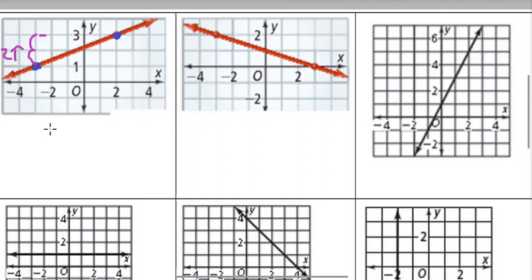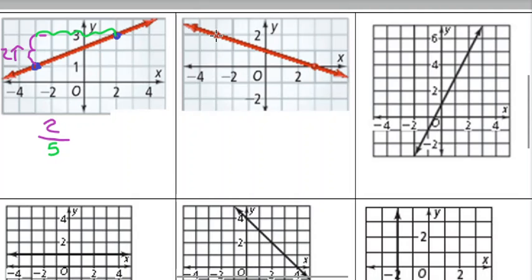So on this one I went up 2. So my rise would be 2. So now I have to find my run, or how many over. So how many over do I have to go? Well, I have to go over 1, 2, 3, 4, 5. So I have to go over 5. So my slope of this line would be 2 over 5.